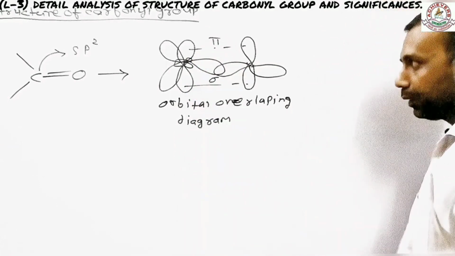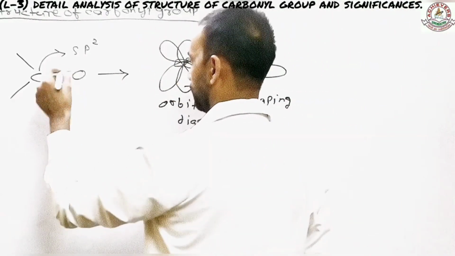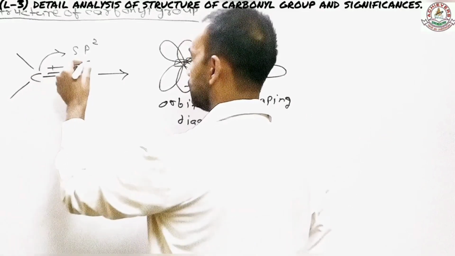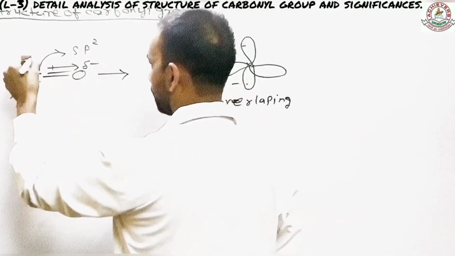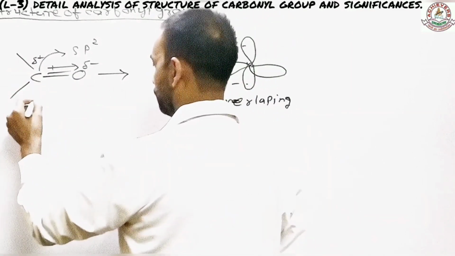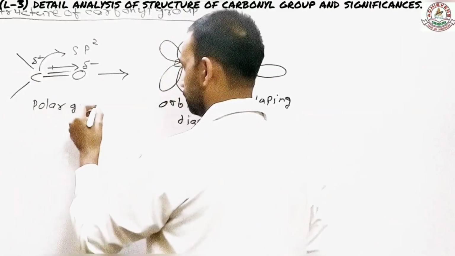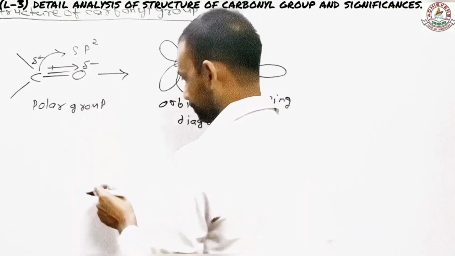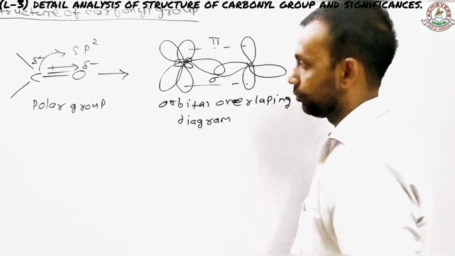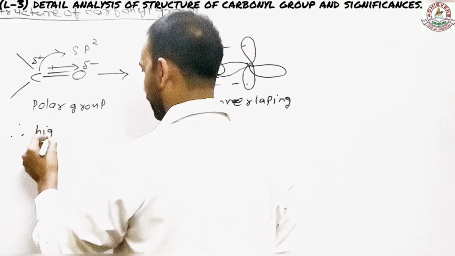Now the very important thing is that this bond is quite a polar one. Why? Because the dipole moment of this particular functional group is towards the oxygen, so it has a partial negative charge here, and the carbon itself has a partial positive charge here, right? So this is exactly a polar group. Now, if it's a polar group, it must be highly reactive. So if it's polar, therefore highly reactive.